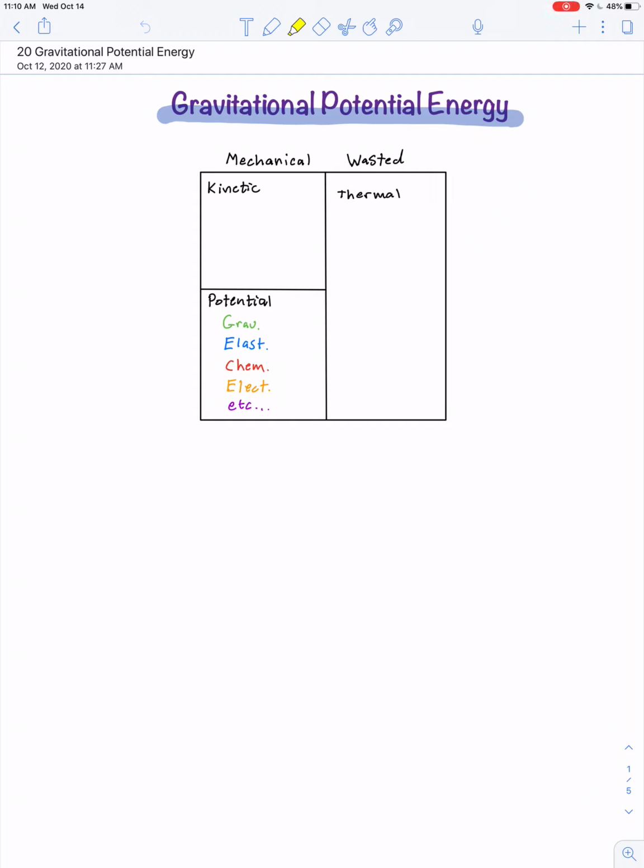Recall from the previous lesson that energy comes in many different forms. Useful energy, energy that can be harnessed, is known as mechanical energy, whereas energy that's been degraded and can no longer be harnessed is thought of as wasted energy, which often appears in the form of thermal energy. There are a couple major categories of mechanical energy. Energy of motion is called kinetic energy, and stored energy waiting to be released and converted into kinetic energy is referred to as potential energy.